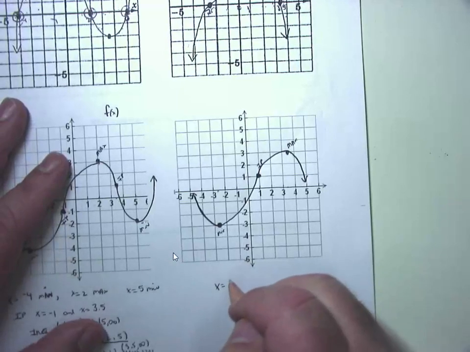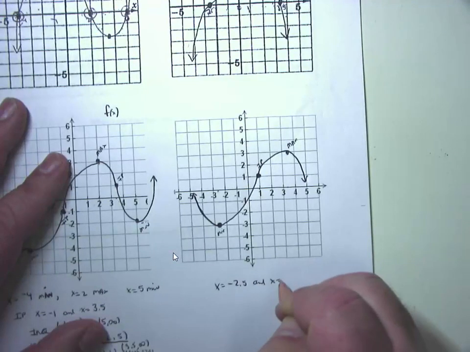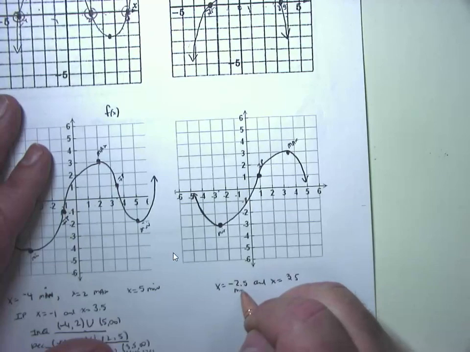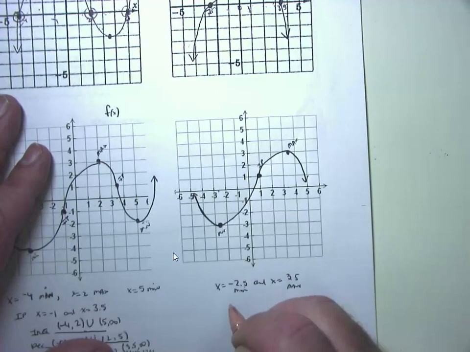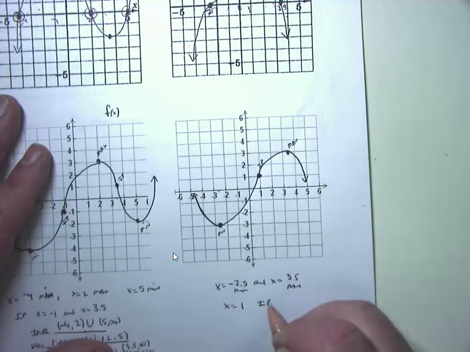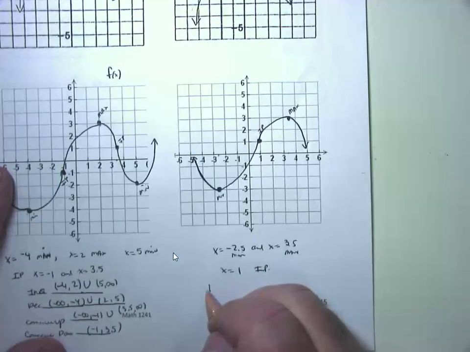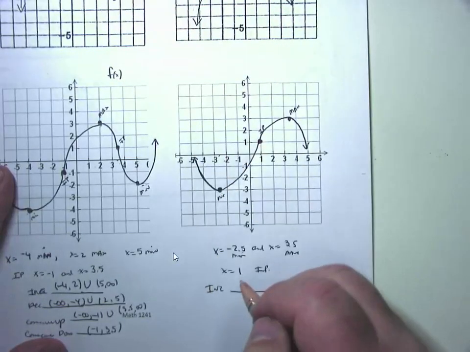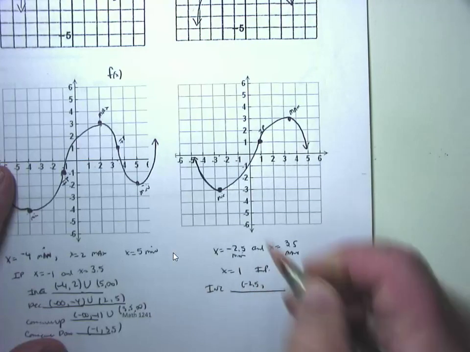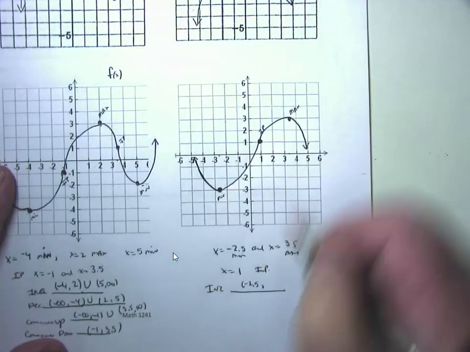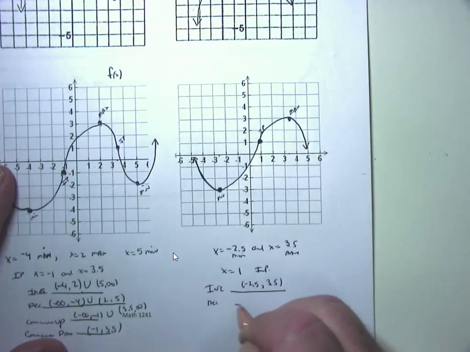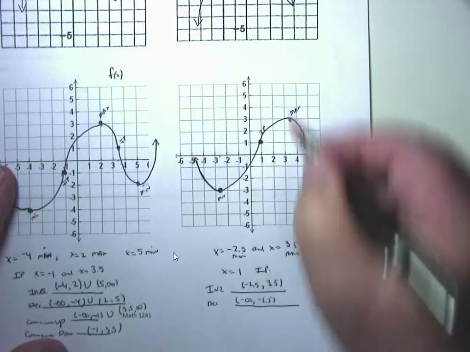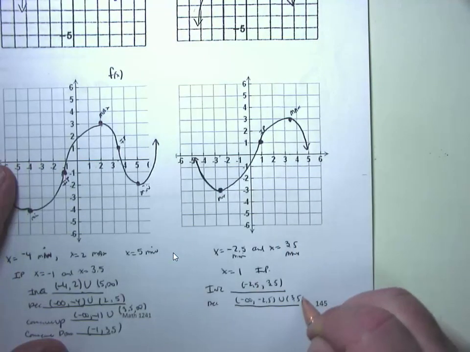At x equals negative 2.5 and x equals 3.5, these are your max-min points. At negative 2.5 is a minimum, 3.5 is a maximum. At x equals 1 is your inflection point. It is increasing on the interval from negative 2.5 to 3.5. It is decreasing on the interval from negative infinity to negative 2.5, and again from 3.5 to infinity.